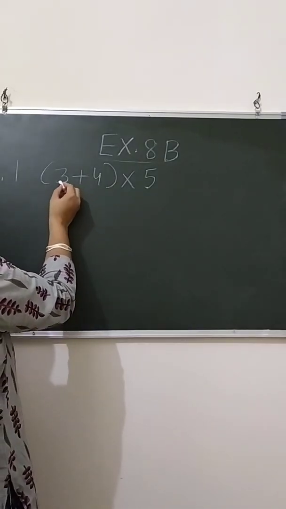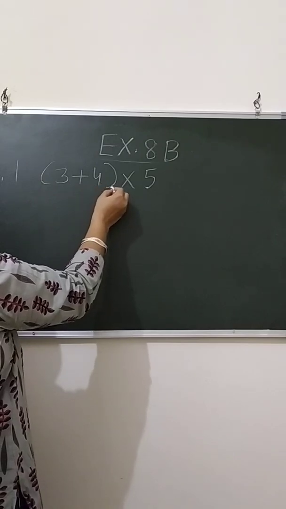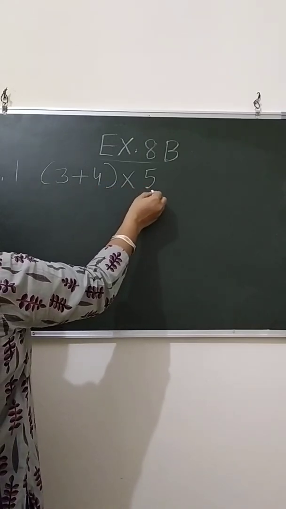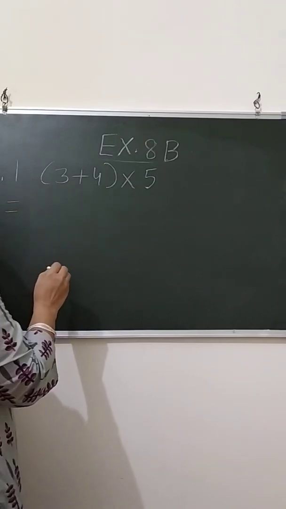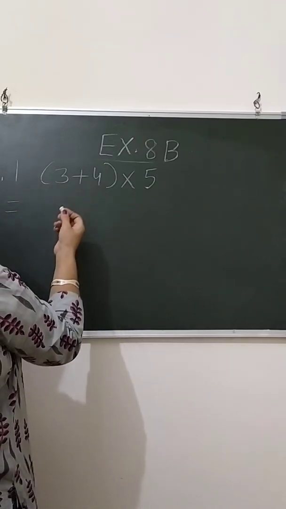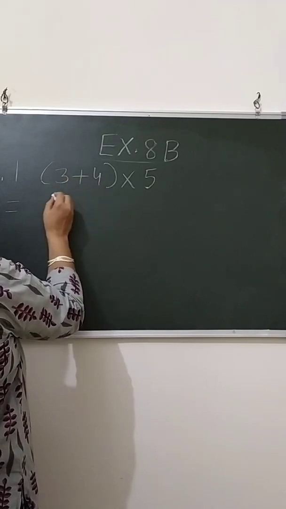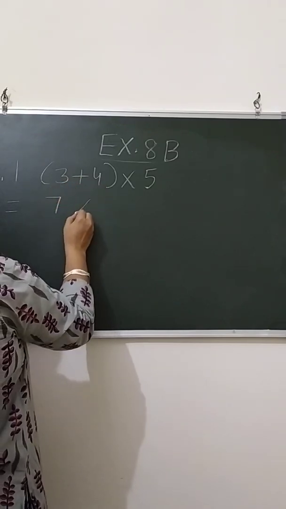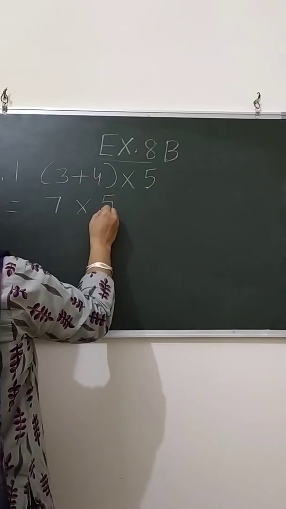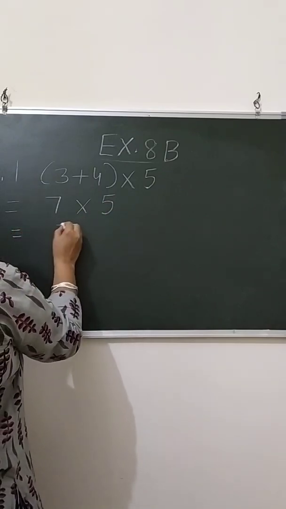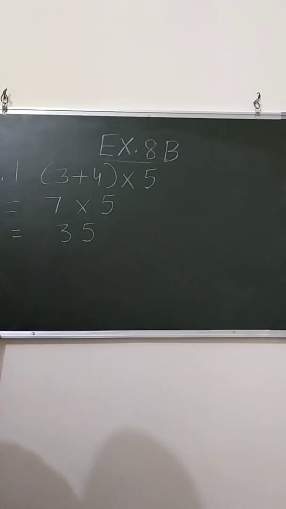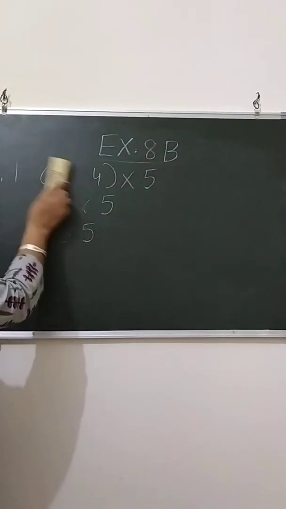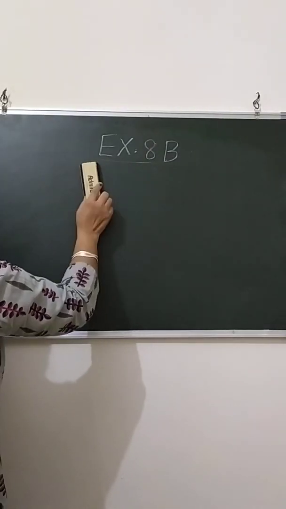This question is 3 plus 4 in the bracket, multiply 5 is outside the bracket. According to the BODMAS method, we will solve the numbers inside the bracket first. So 3 plus 4 is equal to 7, multiply 5. So 7 5s are, we get the answer 35. Come to the next question, 2.